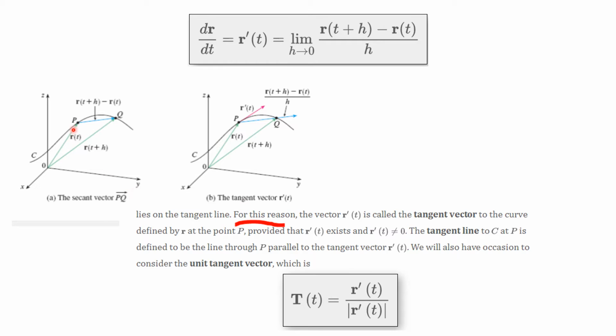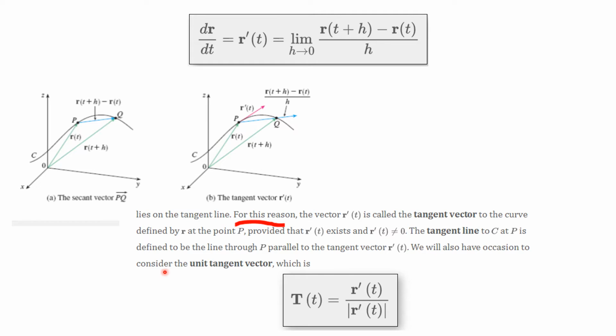And so you can see that it's the limit of these secants for this space curve C as h goes to 0. And so in the limit, it's going to be the tangent r prime of t. And the direction of r prime of t is going to be in the direction that it goes when t is increasing. So the tangent line to C at P is defined to be the line through P parallel to the tangent vector r prime of t. Realize that r prime of t is a direction and magnitude, but you can put the endpoint anywhere.